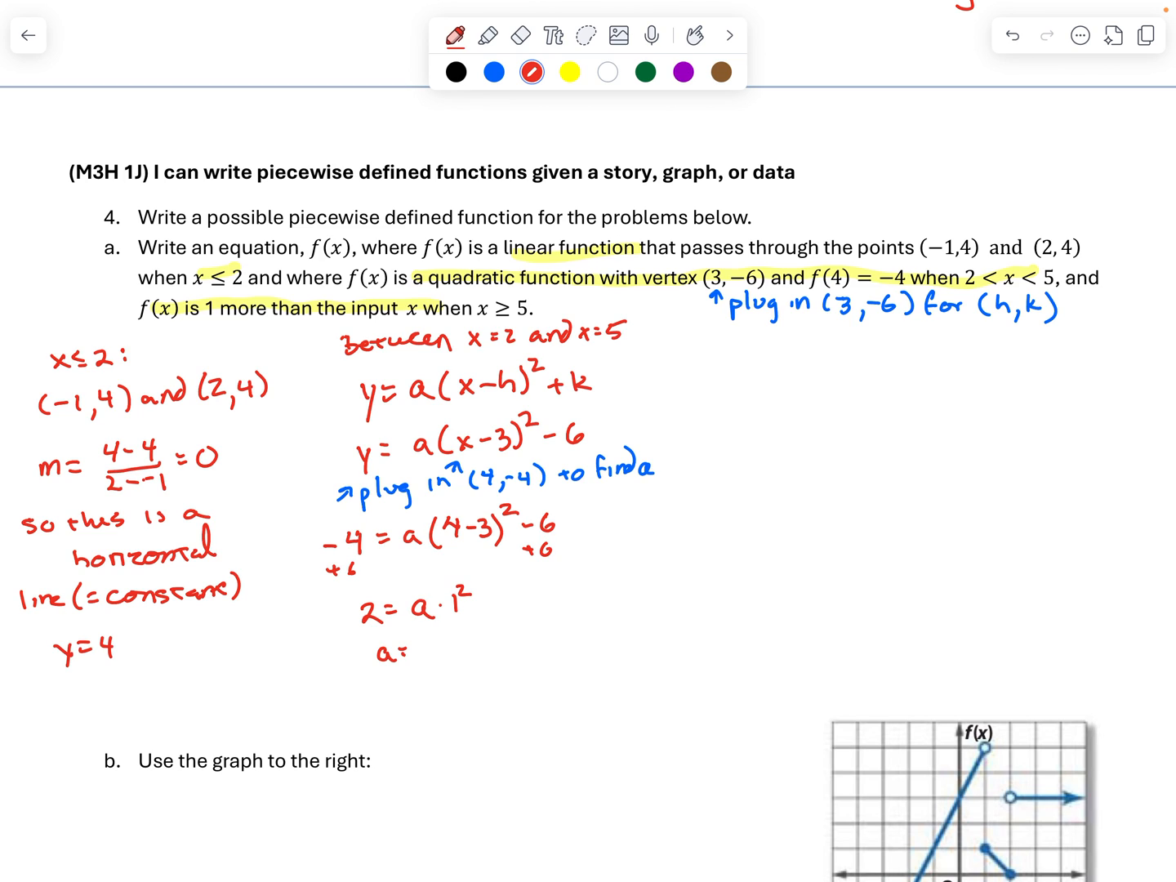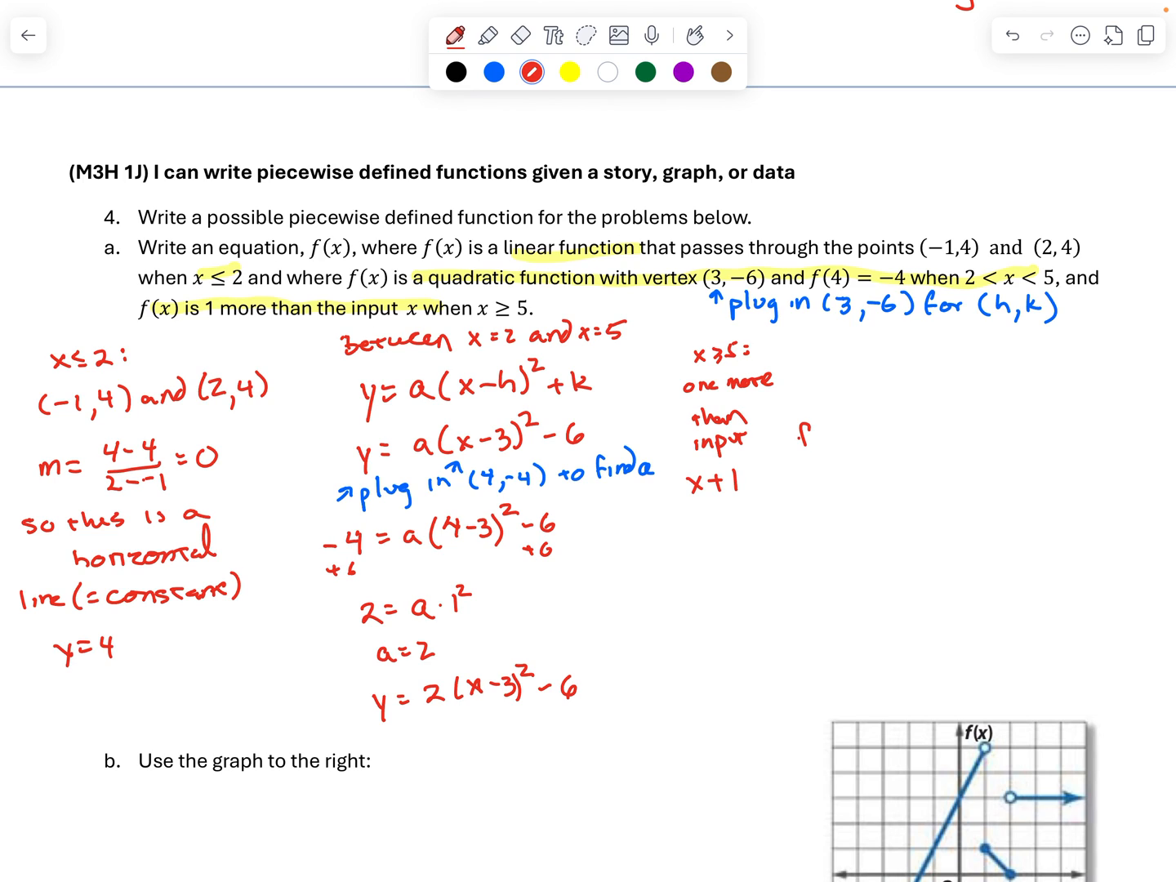So it is 2. And so this is going to be 2x minus 3 squared minus 6 for that chunk. What about one more than the input? I'm trying to leave a lot of space to write the actual function. This is just x plus 1.